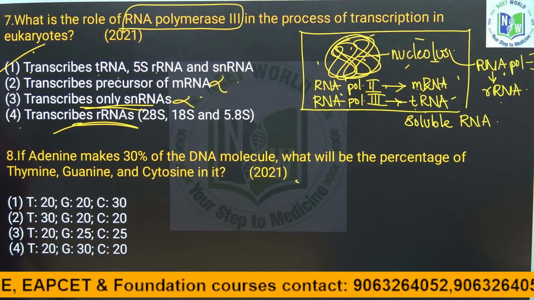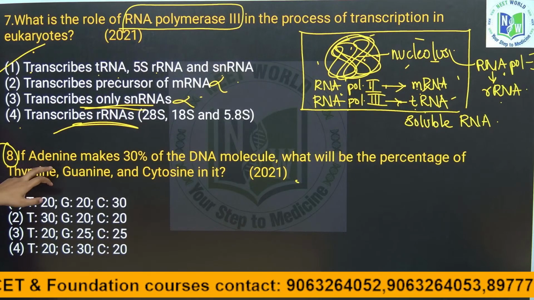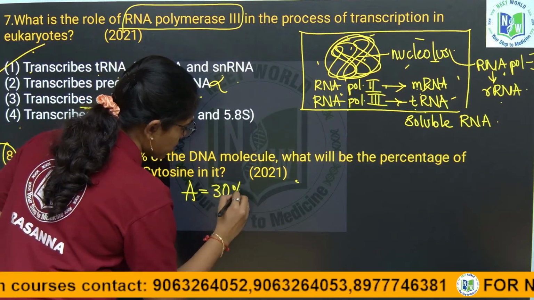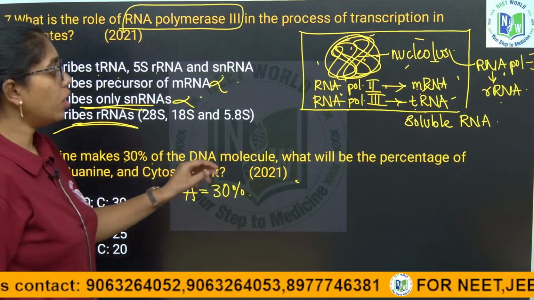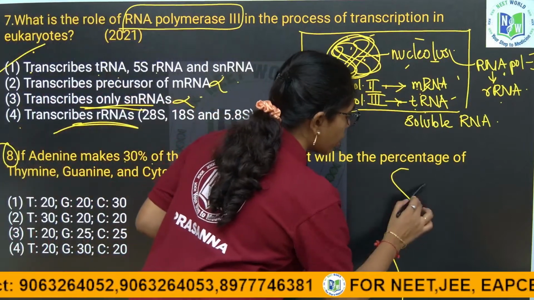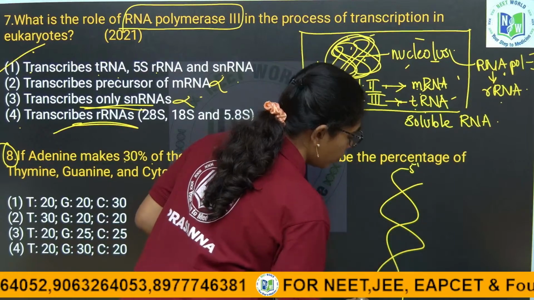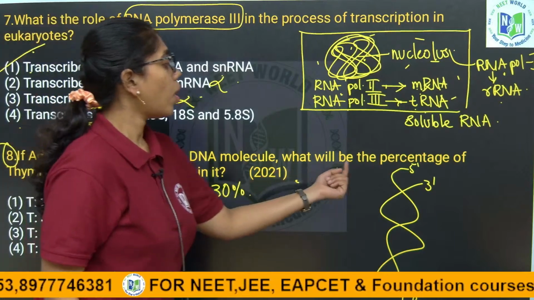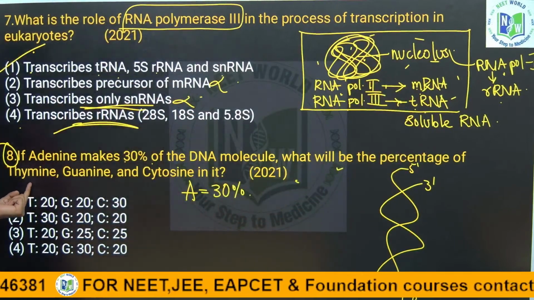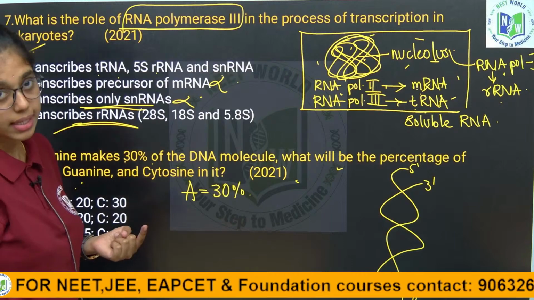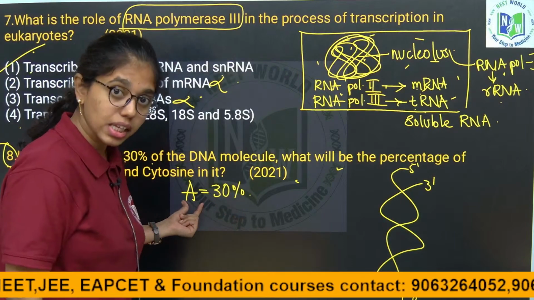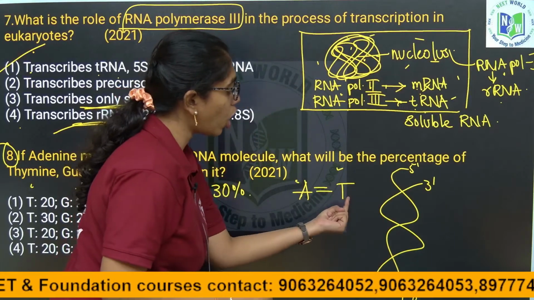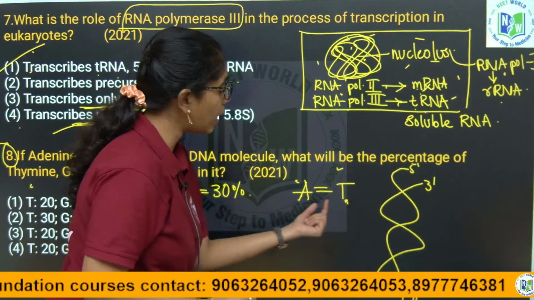Next, again a small numerical question. If adenine is 30% of the DNA molecule, in the complete DNA molecule he is saying adenine is 30%. What will be the percentage of thymine, guanine and cytosine, he is asking. If adenine is 30%, adenine binds with thymine, right? Thymine will also be of equal amount.